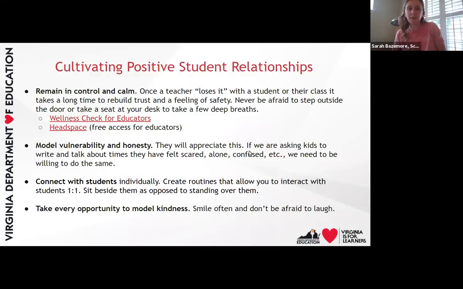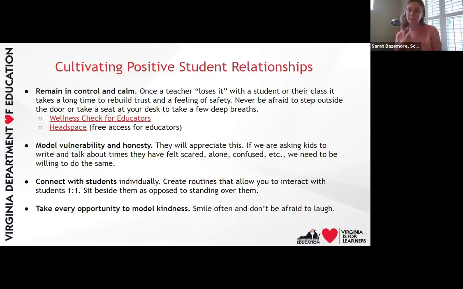And again, we were talking about cultivating those positive student relationships. It's also important that if you're to do that, you have to make sure that you're taking care of yourself as an educator. We have to make sure that we are inviting students into our controlled, calm space, and that we're not getting pulled into it if they're out of control or feeling not regulated. We don't want to be pulled into that. We want to pull them into our calmness.